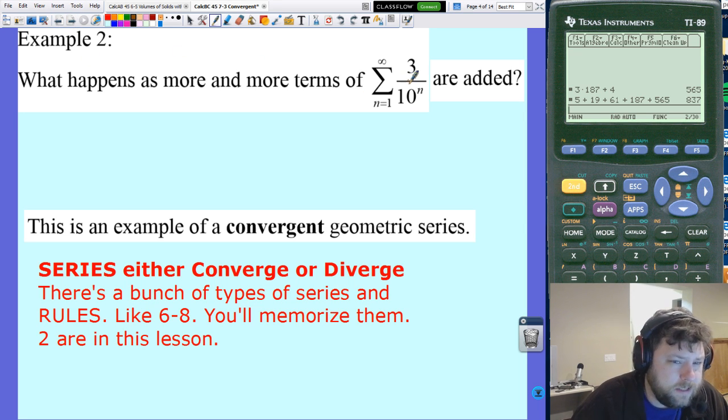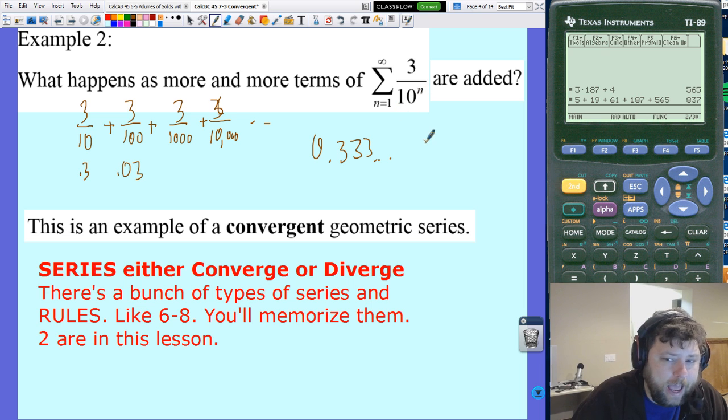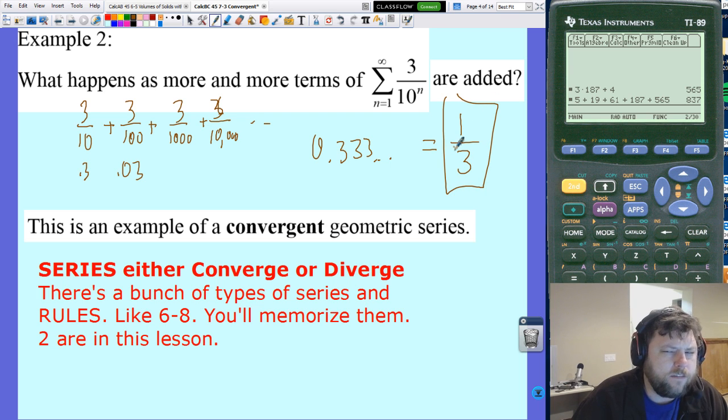Now let's look at this sequence. What does this one do when there are more and more terms? Let's start counting them out. 3 over 10 to the n power, so that's 3 over 10, plus 3 over 10 squared, which is 3 over 100, plus 3 over 1,000, plus 3 over 10,000, and so on. If you write that as decimals, that's 0.3, 0.03, and so on. So it's actually 0.333 repeating. When you add all these up, because you're adding smaller and smaller numbers, the sum is actually 1/3.